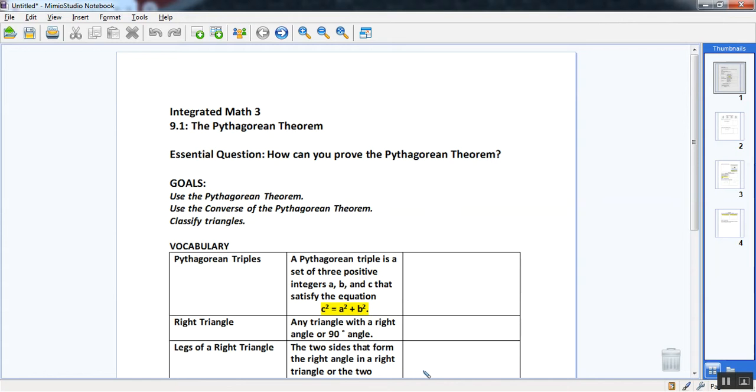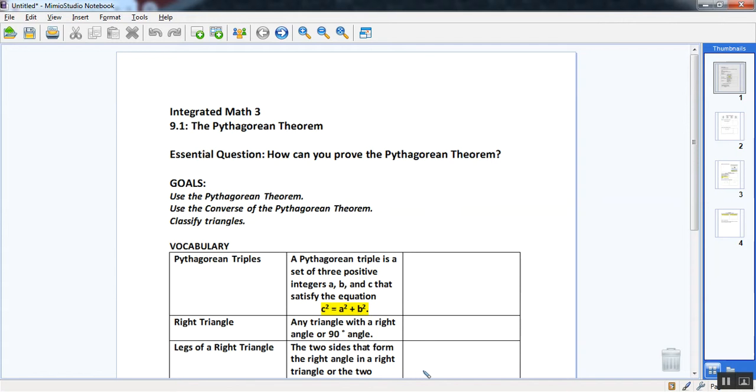Guys, what's the converse of something? If I say if red, then blue, what's the converse? If blue, then red. Switch the hypothesis and the conclusion around. And then we're going to do some classifying of triangles using some certain theorems related to the Pythagorean theorem.